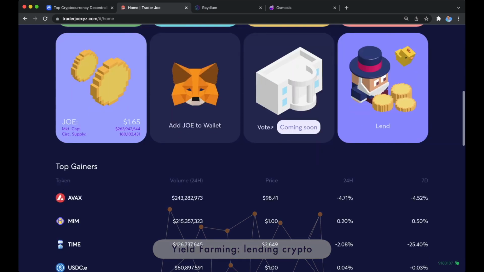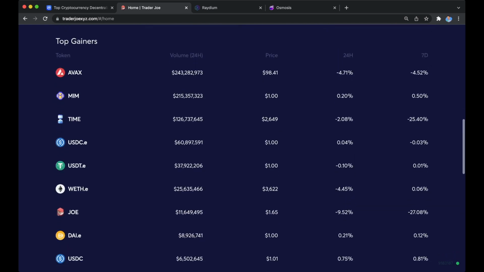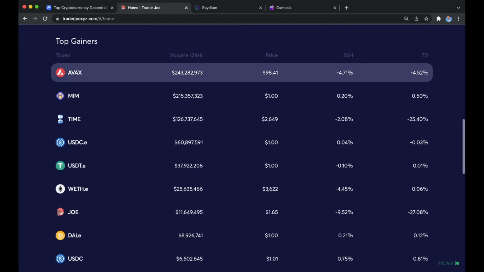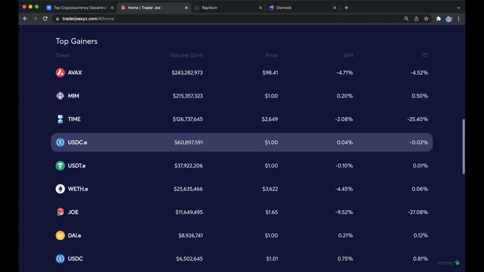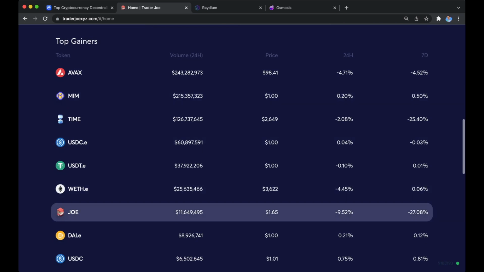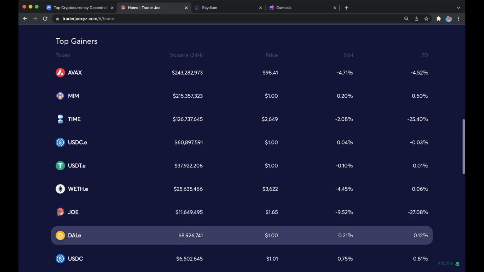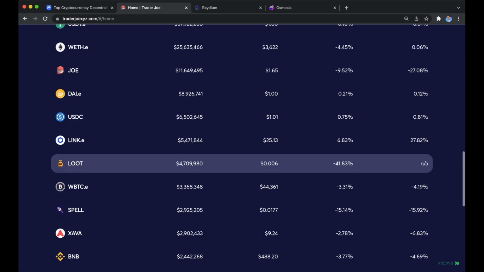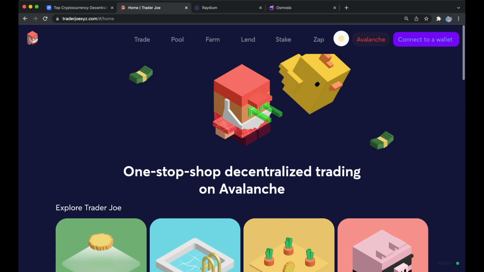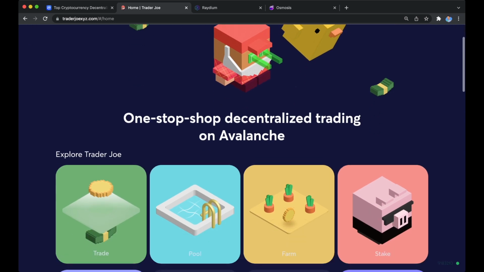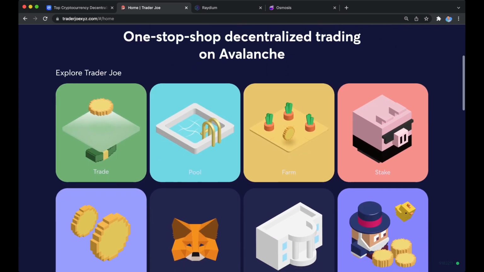And on their website, you can see here some of their top coins being traded: Avalanche, Magic Internet Money, official USDC coin on the Avalanche chain, Wrapped ETH, the native Joe token, DAI on the Avalanche exchange, Loot, and many more. So for those of you who are bullish on the Avalanche token, this is my top recommendation for staking, trading, or yield farming any Avalanche native token. They have extremely high yields on some of these pools.